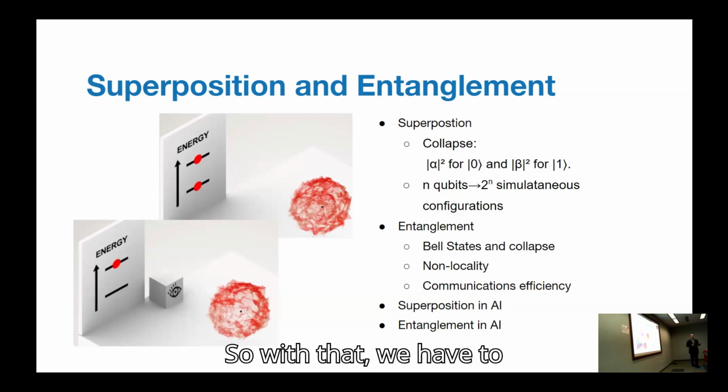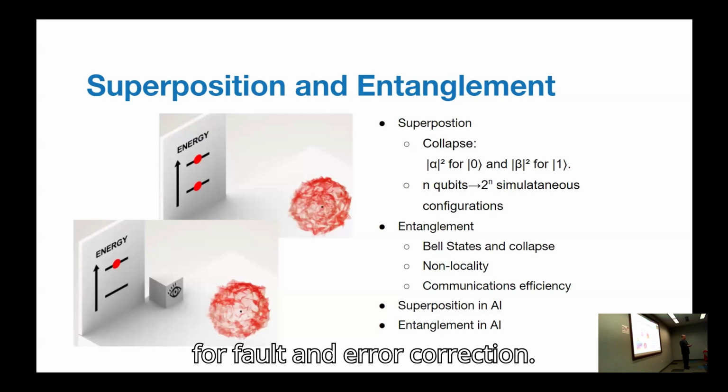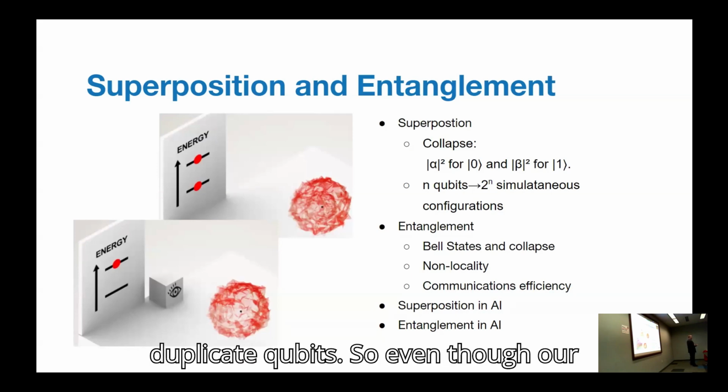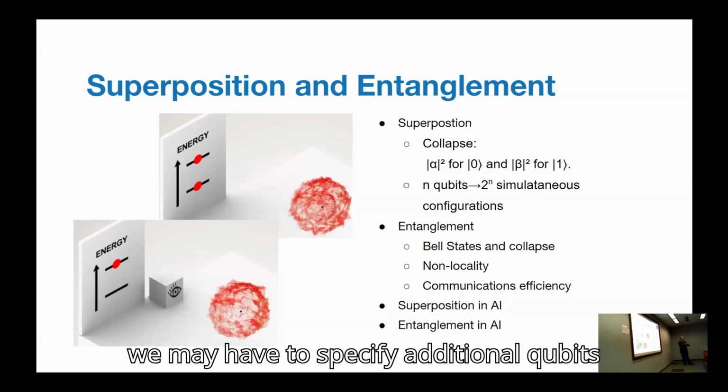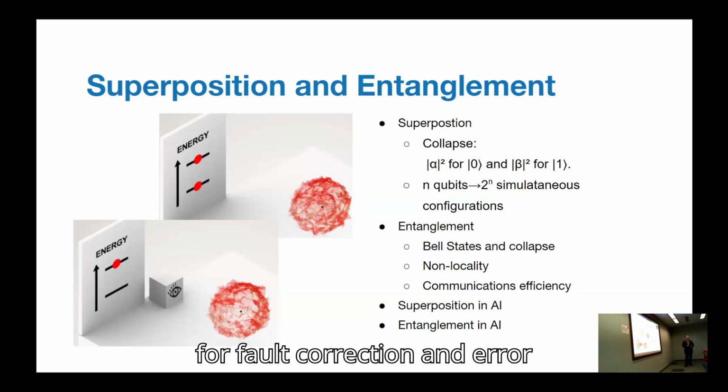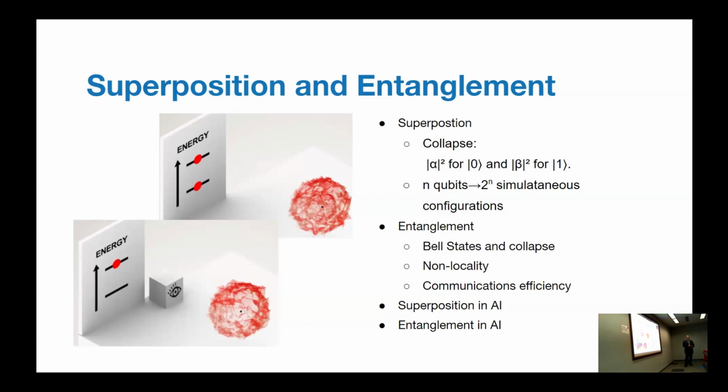So with that, we have to designate some qubits for fault and error correction. With these qubits, we have to duplicate qubits. So even though our algorithm may only require 8 qubits, we may have to specify additional qubits for fault correction and error correction, especially in the NISQ era.